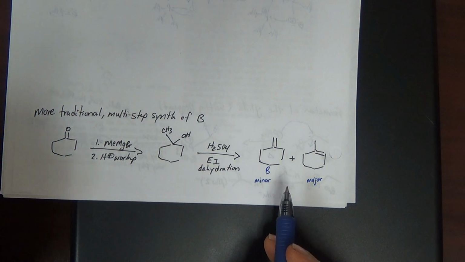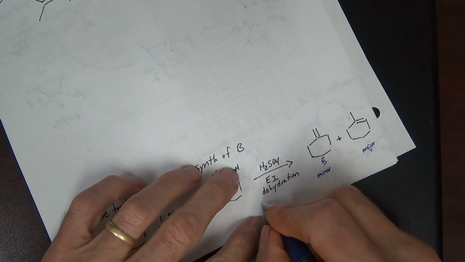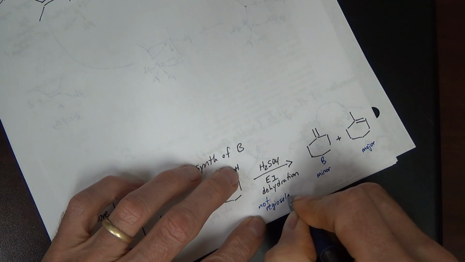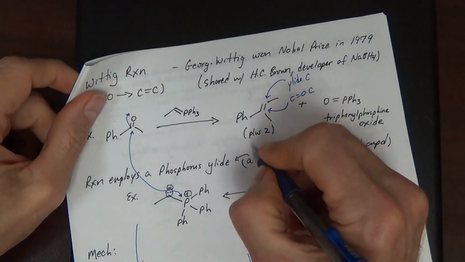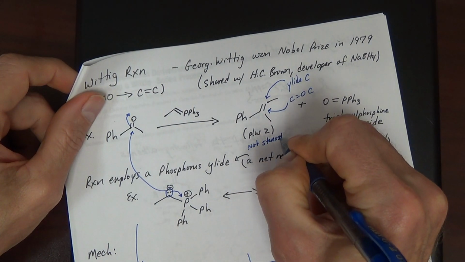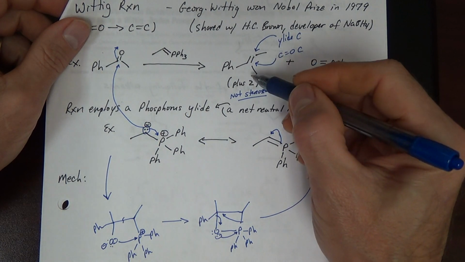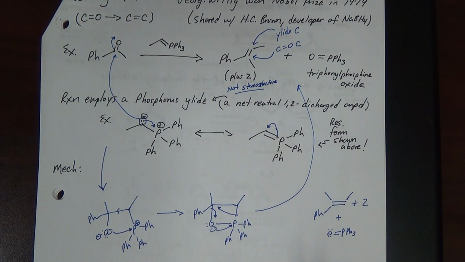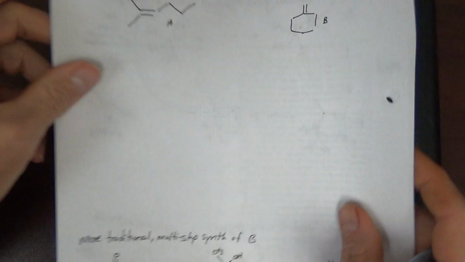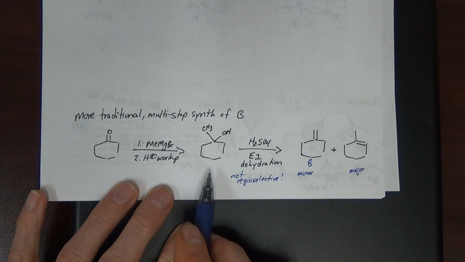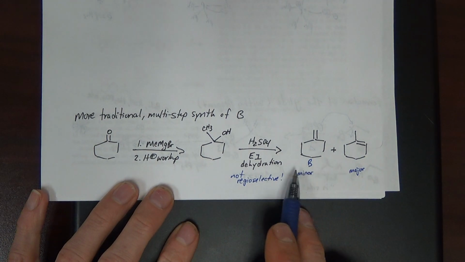One of the great things about the Wittig is it is regioselective. All right, this is not regioselective. Now, the Wittig, as we said, is not typically stereoselective. You get both stereoisomers of the alkene, when stereoisomers are possible. So it's not stereoselective, but it is regioselective. You don't have to worry about regioisomers. And that was one of the big things of the Wittig when it came along and when it was developed, because many other reactions that give alkenes, you get different regioisomers.